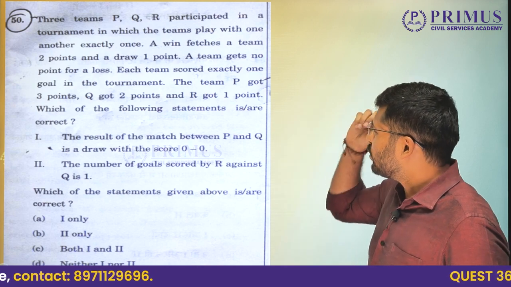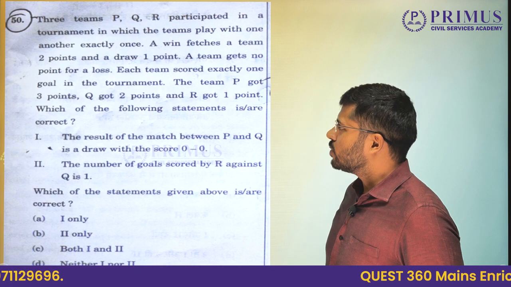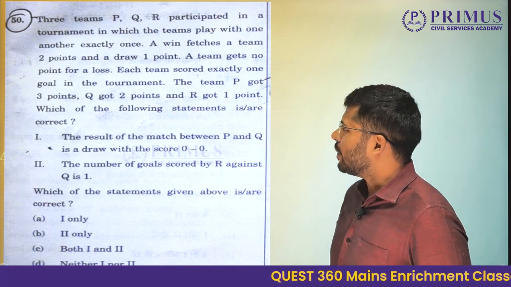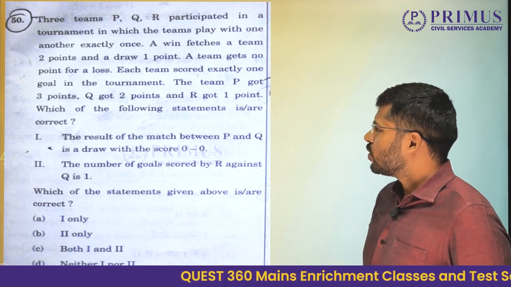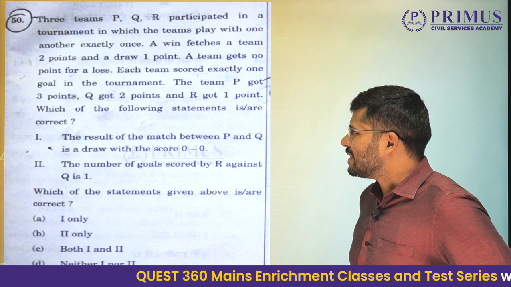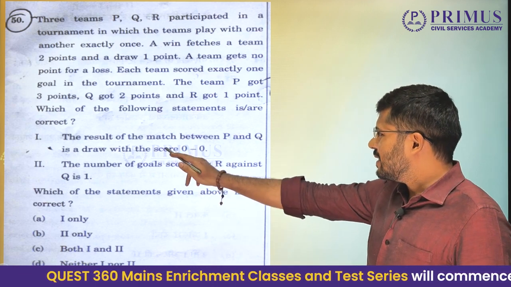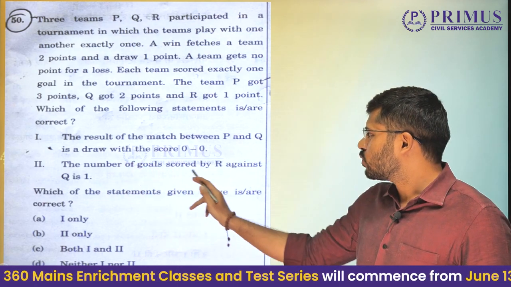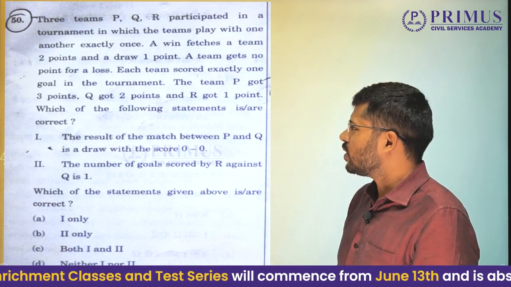A win fetches a team 2 points and a draw 1 point. A team gets no point for a loss. Each team scored exactly 1 goal in the tournament. The team P got 3 points, Q got 2 points and R got 1 point. Which of the following statements is correct? Okay. So now the result of the match between P and Q is a draw with score 0-0. The number of goals scored by R against Q is 1.